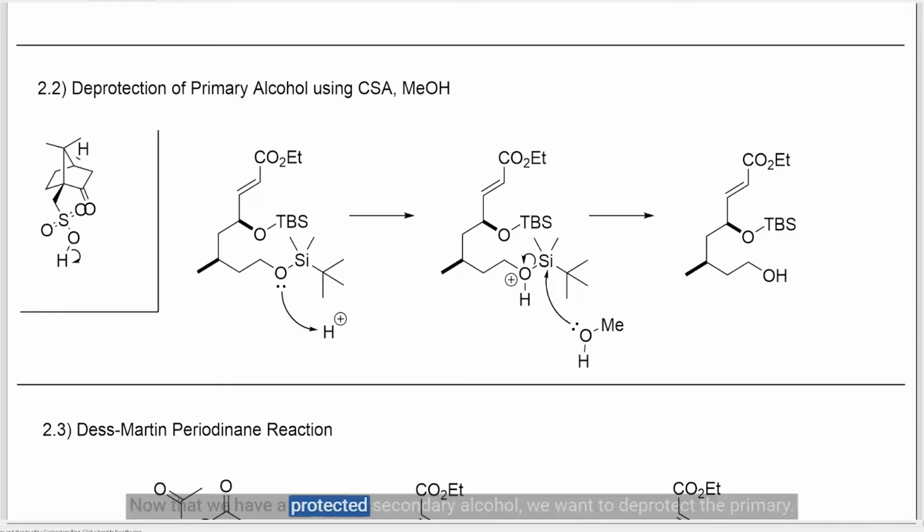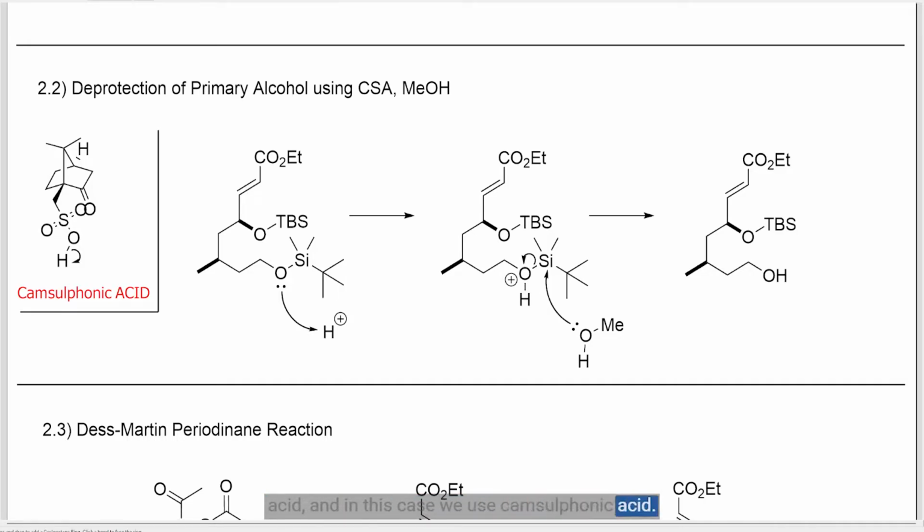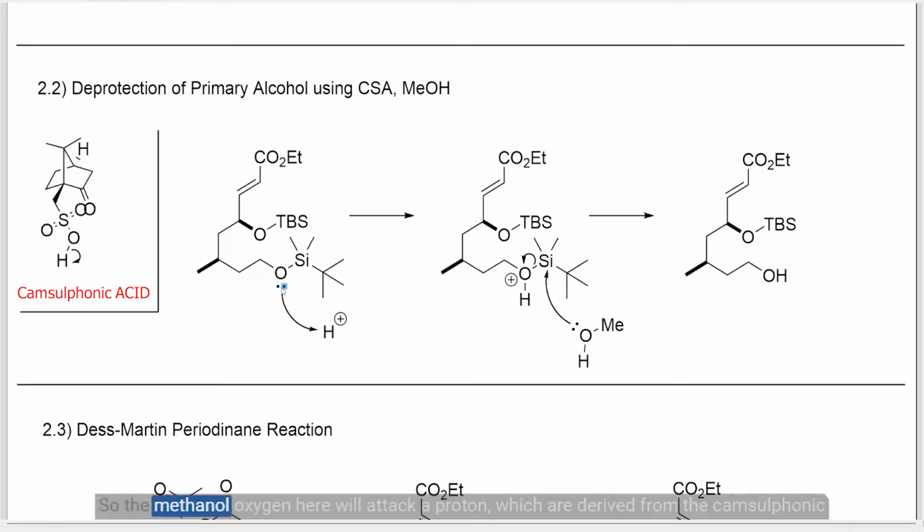Now that we have a protected secondary alcohol, we want to deprotect the primary. This deprotection will be conducted using an acid, and in this case we use camsulfonic acid. And an example of a fluoride-based deprotection is going to be shown later in the video. So the methanol oxygen here will attack a proton which is derived from the camsulfonic acid, and we end up with one too many bonds again on the oxygen.